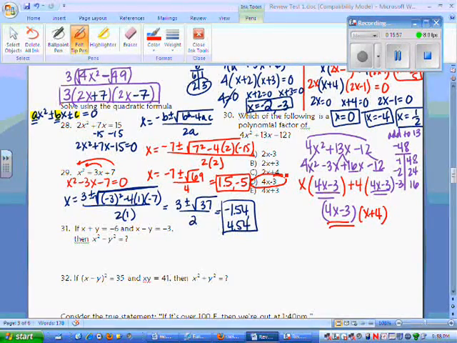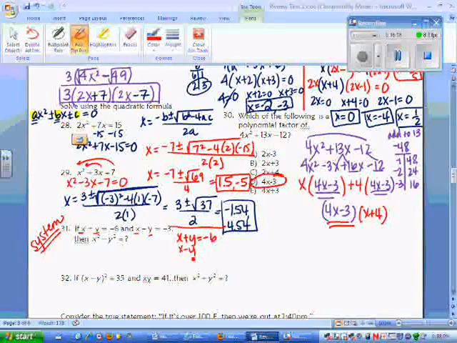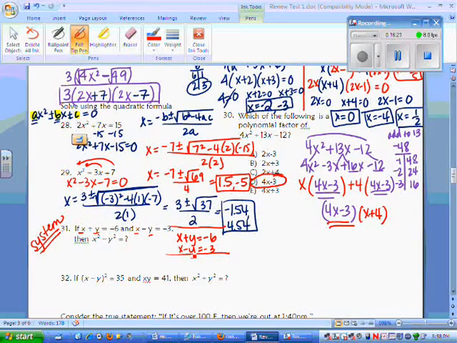Alright, moving on to number 31. Okay, because we have two variables, x and y, this is going to be a system. So let's write it over here. x plus y equals negative 6, and x minus y equals negative 3. Since I have both a positive y and a negative y, I can just add down. I get 2x equals negative 9. So x is negative 9 halves, or negative 4.5.